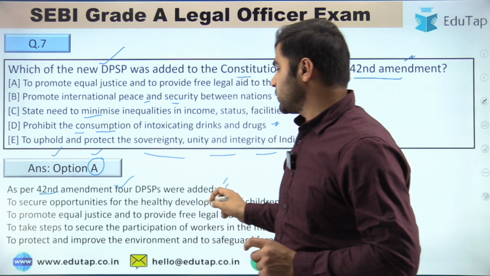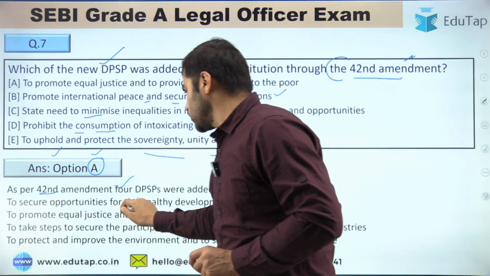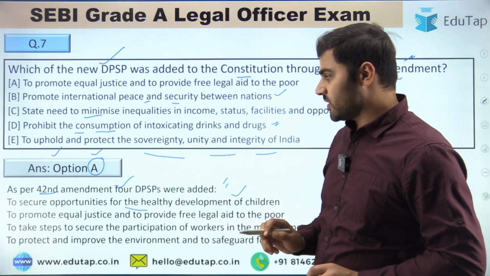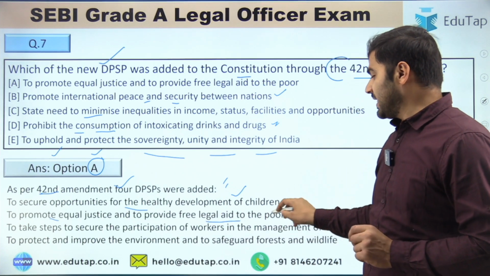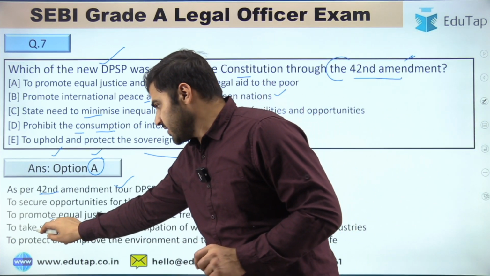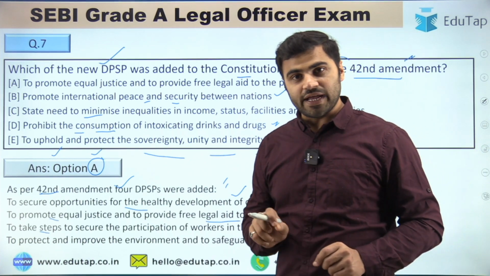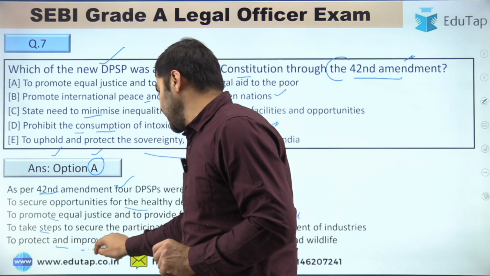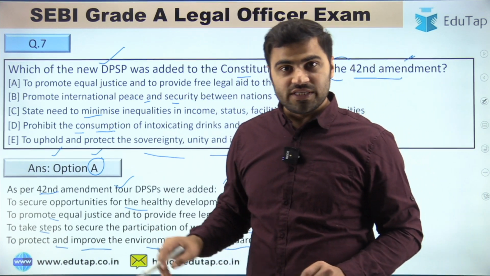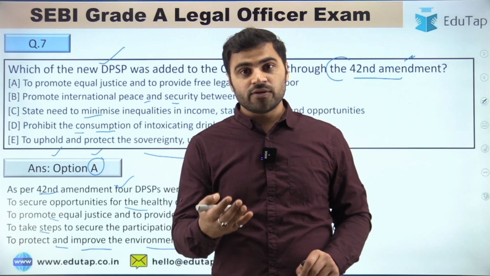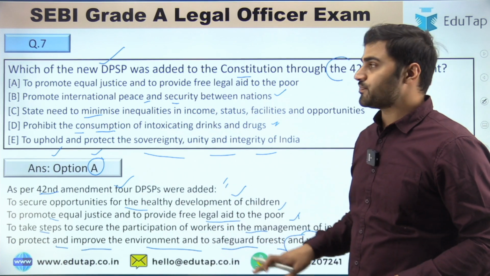The 4 DPSPs which were added through the 42nd Constitutional Amendment Act were, first, to secure opportunities for the healthy development of children. Second, to promote equal justice and to provide free legal aid to the poor. Third, to take steps to secure the participation of workers in the management of industries. And last but not the least, to protect and improve the environment and to safeguard forest and wildlife. So these 4 DPSPs were introduced through the 42nd Constitutional Amendment Act. This you have to remember.